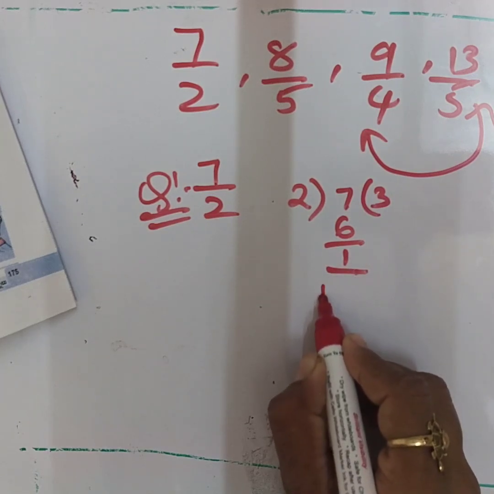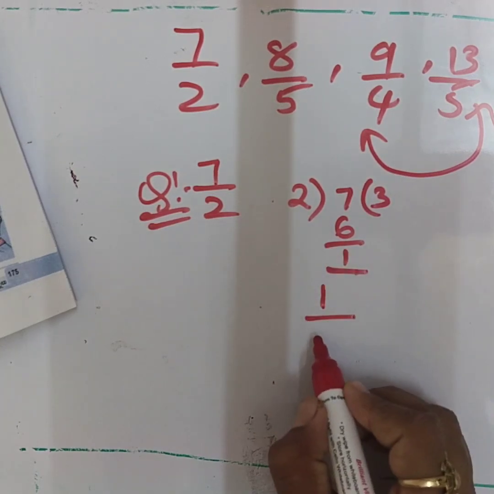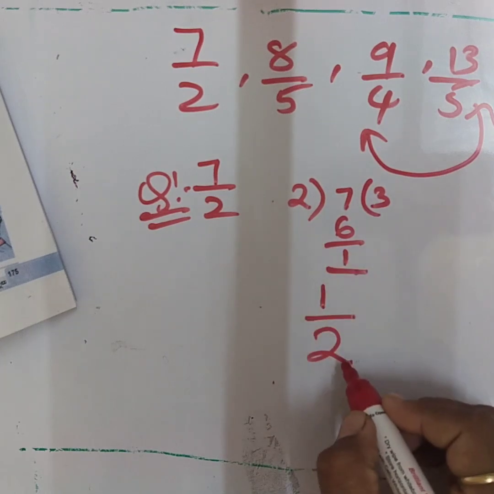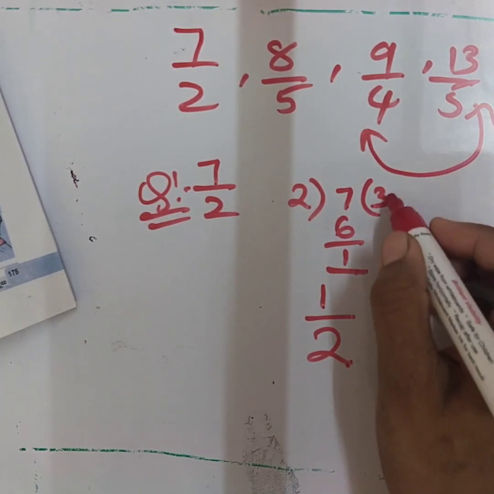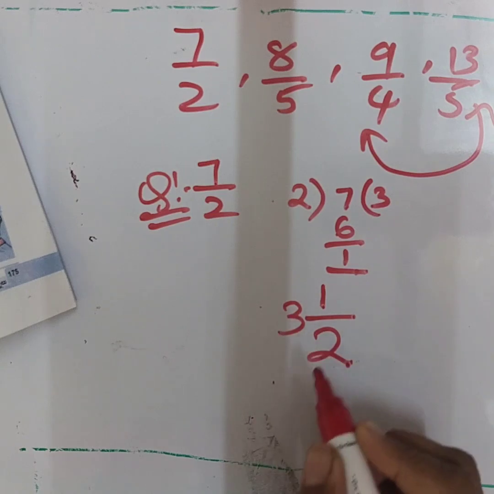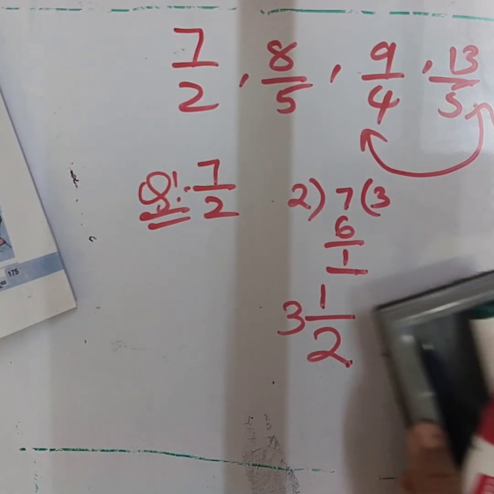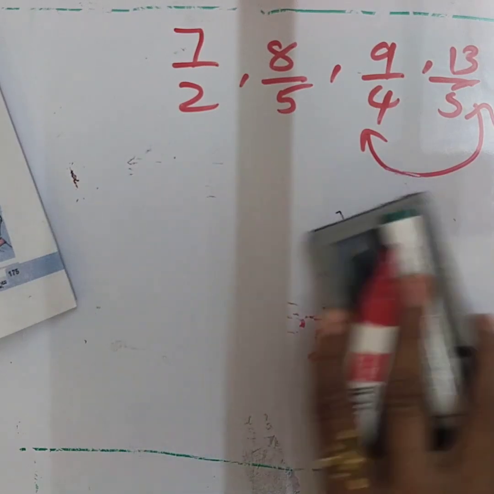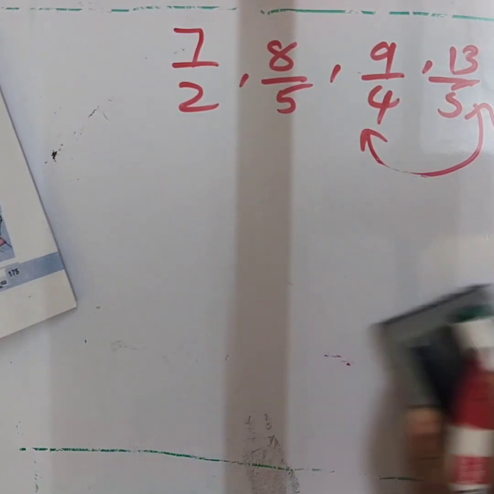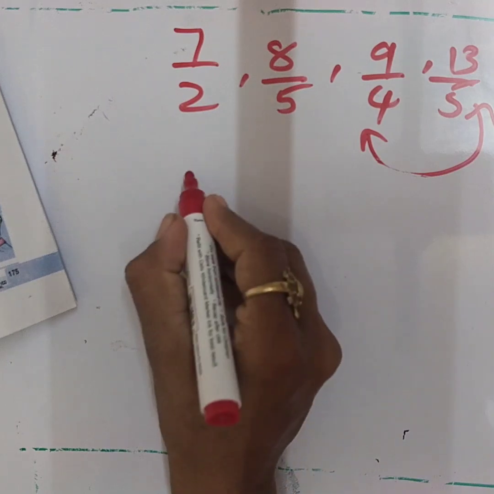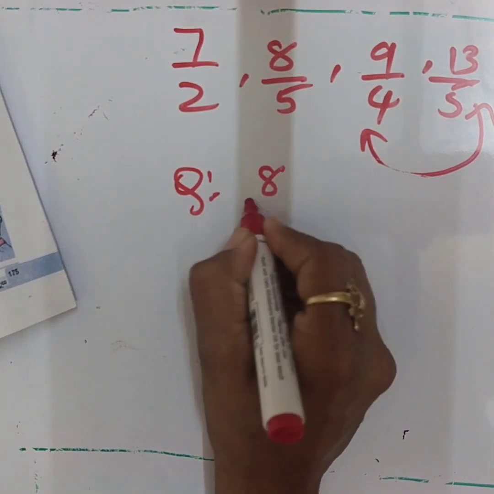The remainder has a numerator and the divisor has a denominator, and the quotient I am going to write as a whole part. So 3 1/2 is the mixed form of 7/2. And then I am going to take the second question, 8/5.